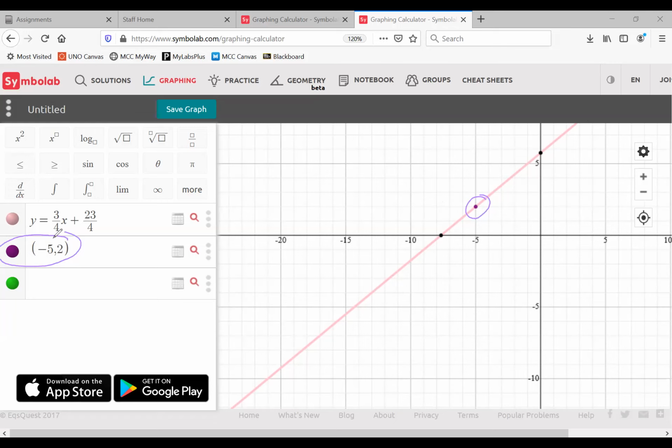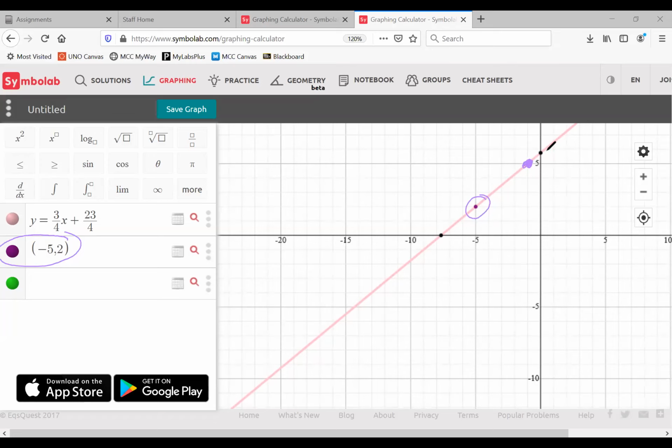We can see it's going up from left to right. The slope is 3/4. So if we pick this point -5, 2 and we use the slope of 3/4, we would go up 3 and then over 4: 1, 2, 3, 4. So this is something you could graph by hand as well. You could start at that point -5, 2 and use the slope to extend your line.